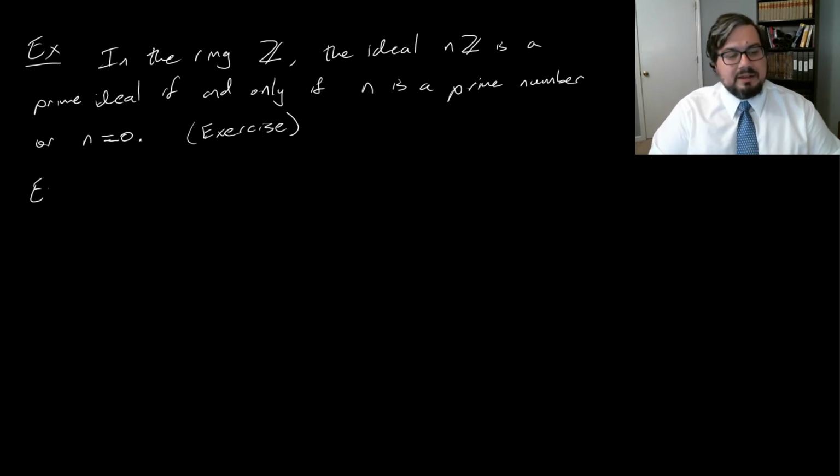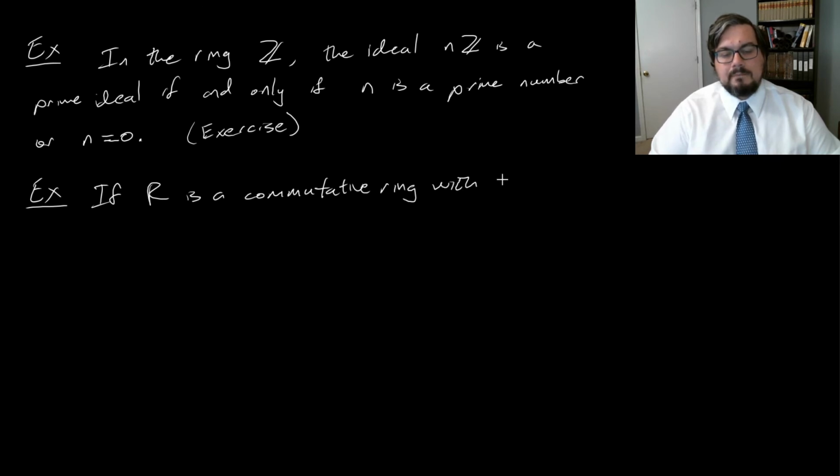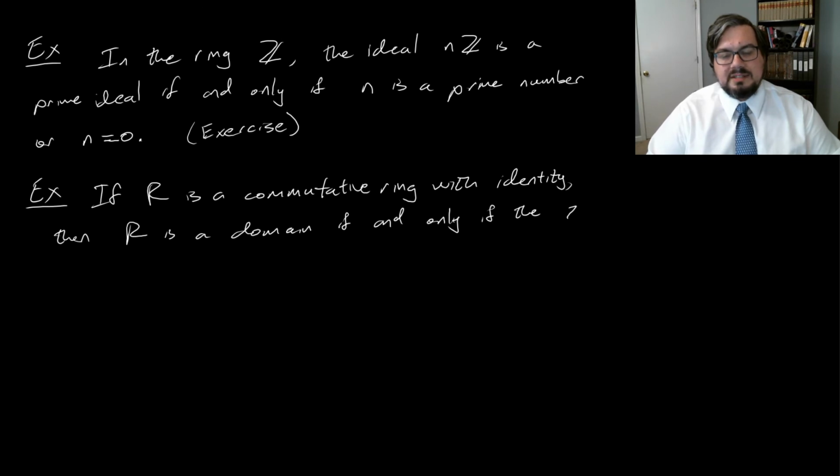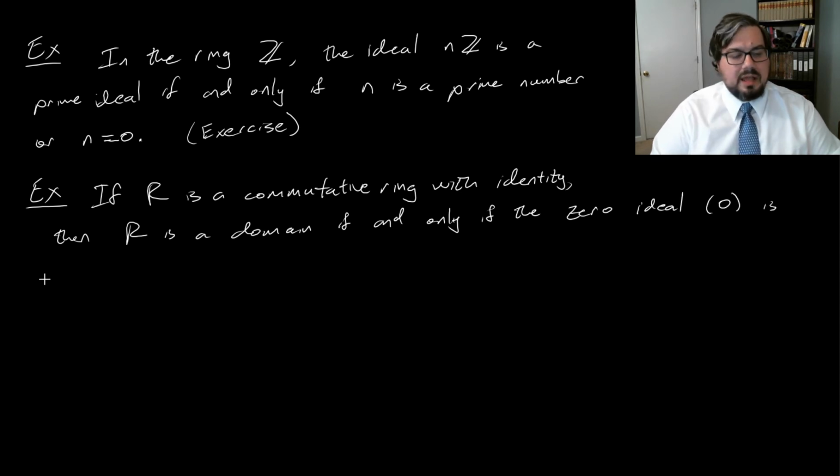All right, let's look at another example of using these terms. If R is a commutative ring with identity, then R is a domain if and only if the 0 ideal is a prime ideal.